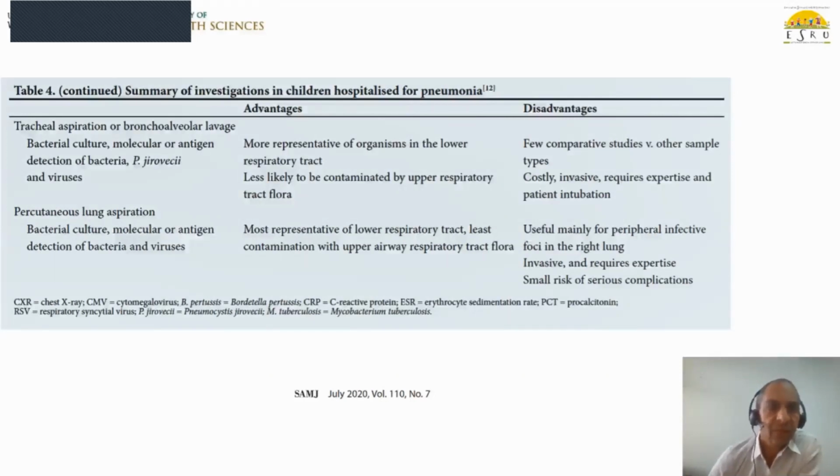Finally, the role of more invasive forms of sample collection: tracheal aspiration, bronchoalveolar lavage, and percutaneous lung aspiration. Certainly the first of those may be relevant in the intubated child in the ICU setting, but they also have problems with their interpretation. They're commonly contaminated and certainly not routinely collected. And the role of percutaneous lung aspiration is really largely, at this stage, for research purposes.